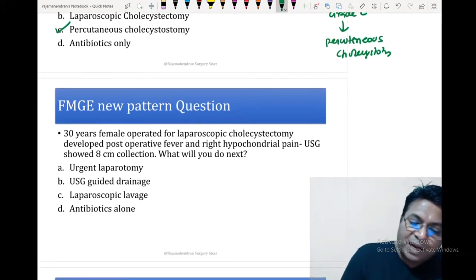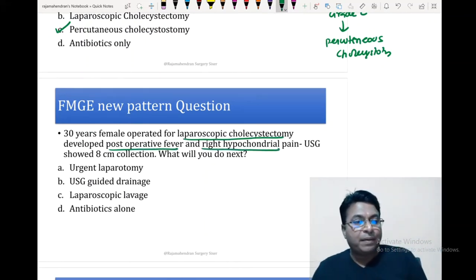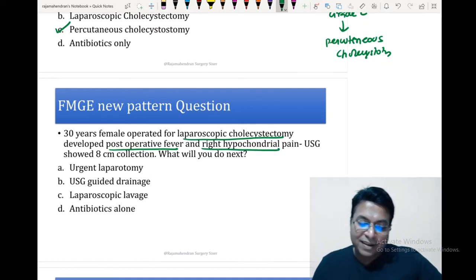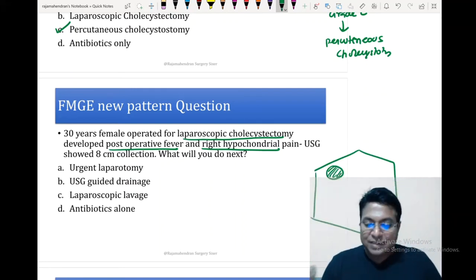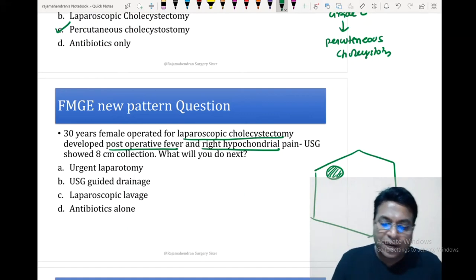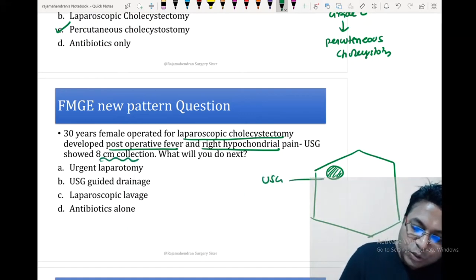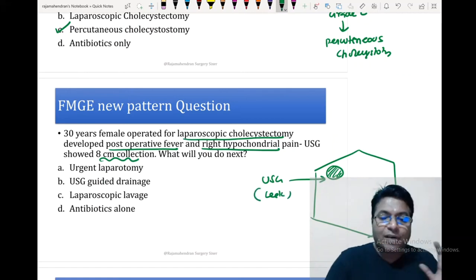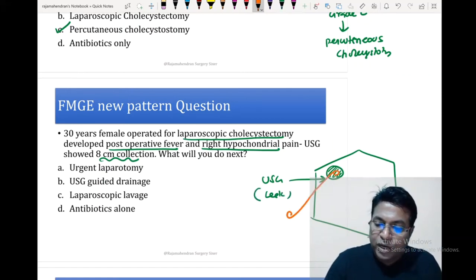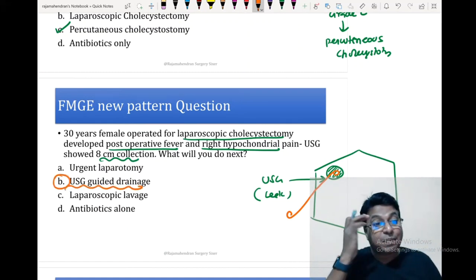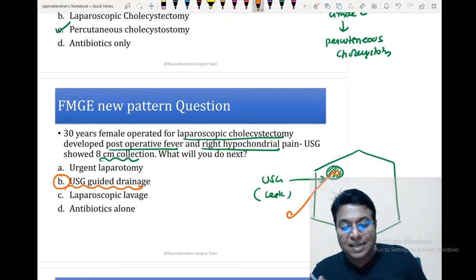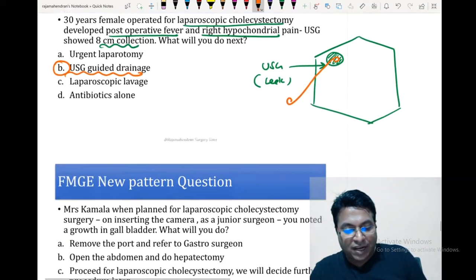30 years female, operated for laparoscopic cholecystectomy, developed post-operative fever and right hypochondrial pain. That means she is having a leak and a collection in the right hypochondrium. Ultrasound shows an 8 cm collection, a leak and collection. Immediately what will I do? Immediately I will call the radiologist to put a tube here and remove the bile. So ultrasound guided drainage is the immediate next step for a suspected leak case. Suspected leak case, immediately I should put a percutaneous drainage.